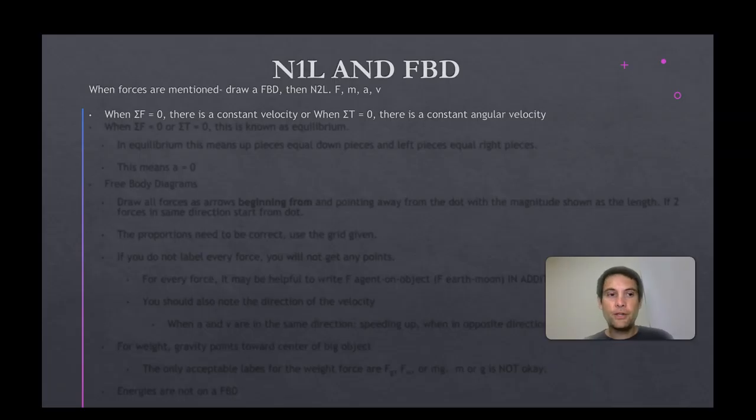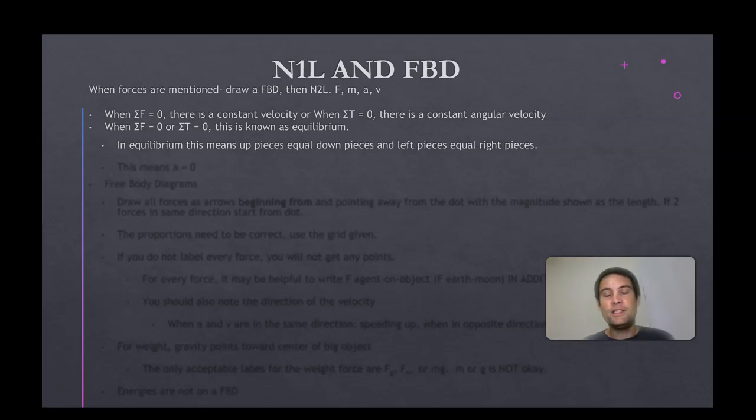Newton's first law tells us that when the net force equals 0, the object has a constant velocity. Might be 0. When the net torque equals 0, there is a constant angular velocity. That's when the net force equals 0 or the net torque equals 0. This is known as equilibrium. In equilibrium, it means the ups equal the downs, the lefts equal the rights. This also means that acceleration equals 0.